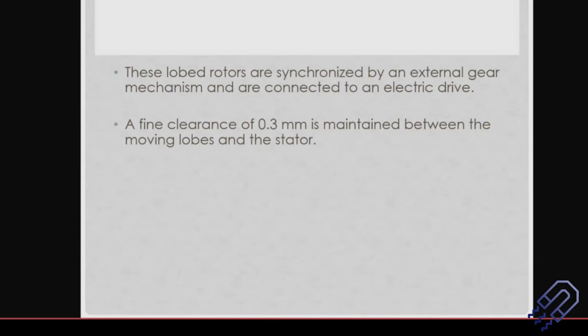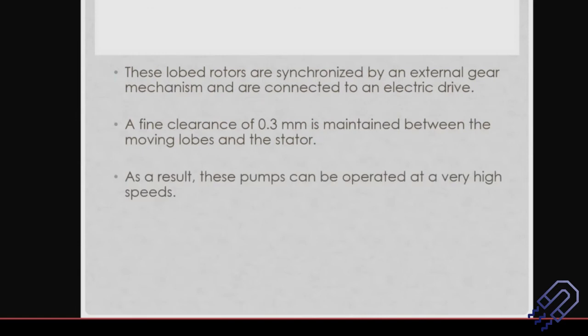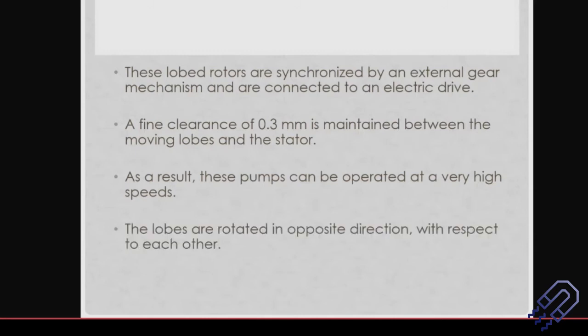Okay, and this is also one of the major reasons that you cannot create a perfect vacuum, because whatever air is there, some of it is going to escape into that region. But the majority of it you can actually push out. As a result, these pumps can be operated at a very high speed. We can operate them at a very high speed only because there is a gap between the lobe and the stator. If there was no gap, there would be too much friction, too much heat generated. The lobes are rotated in opposite directions with respect to each other. When you explain this roots pump, you have to consider these points to write. Okay, that's important.